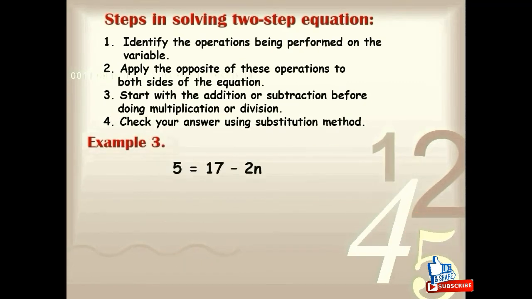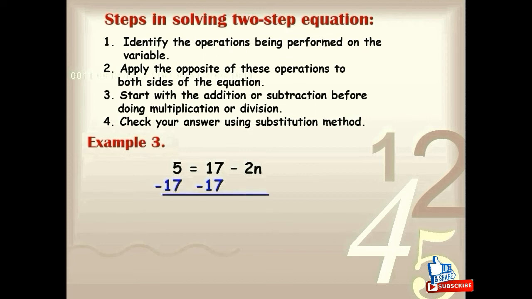5 equals 17 minus 2n. Again, here the operations involved are multiplication and addition. We say addition because 17 is positive. Therefore, the opposite is negative 17, or simply minus 17. And since we subtracted 17 from one side of the equation, we will also subtract 17 from the other side.